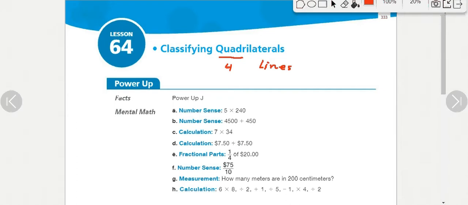So we're going to organize into groups, into categories, four-sided figures, such as these, or these, or these. Okay? Sloppy, but you get the point.